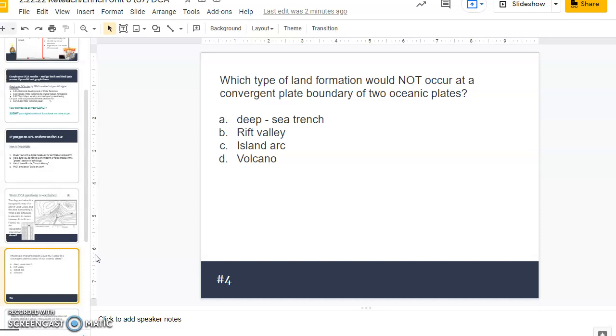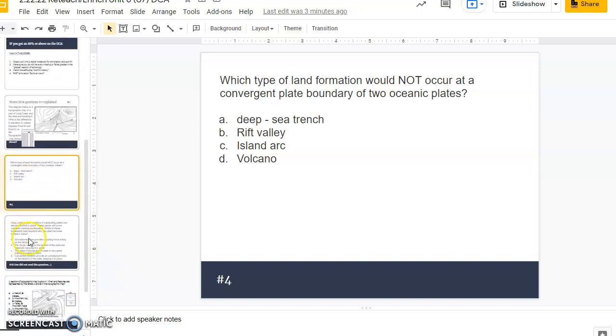Okay. Well, we'd have the trench because you'd have those plates smushing together, those plates coming together. The rift valley is where those 2 plates would pull away from each other. Well, that's divergent. Island arcs and volcanoes are part of when we have converging plates. So rift valley, because that's the only one that belongs to divergent plates.